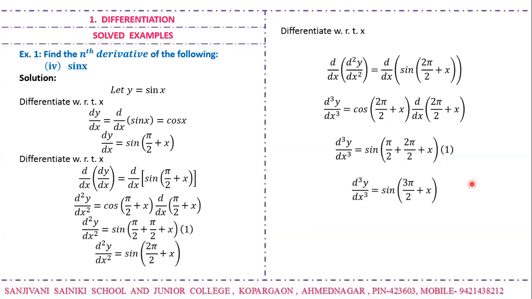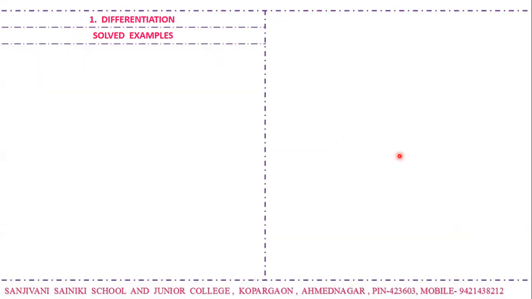So we can generalize this to get the nth order derivative. d raised to n y by dx raised to n: sine as it is, the first derivative has pi by 2, the third derivative has 3 times pi by 2, so the nth derivative has n times pi by 2 plus x. So by this way you can find the nth order derivative of sine x.